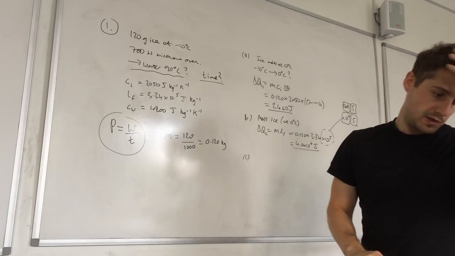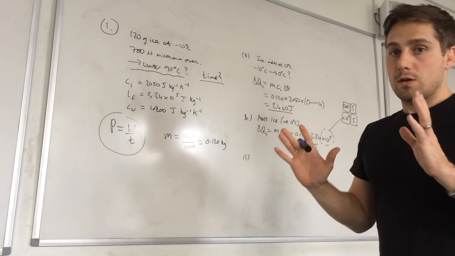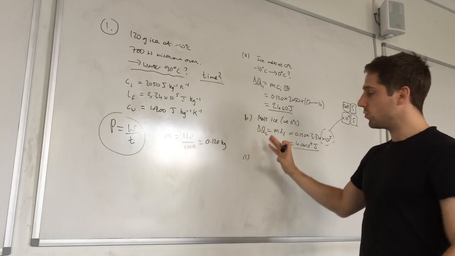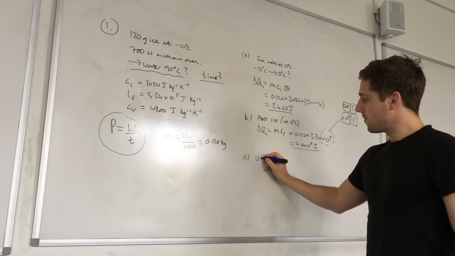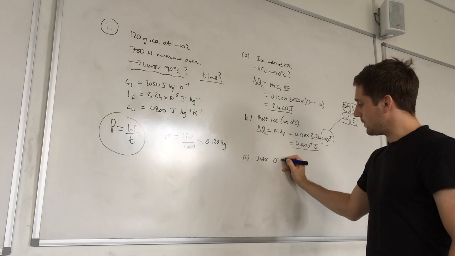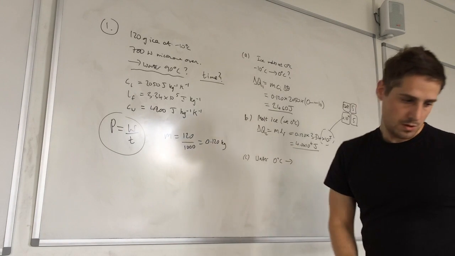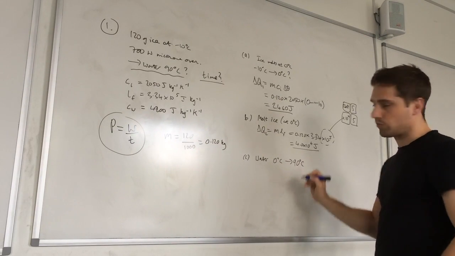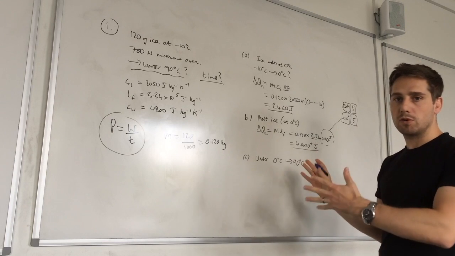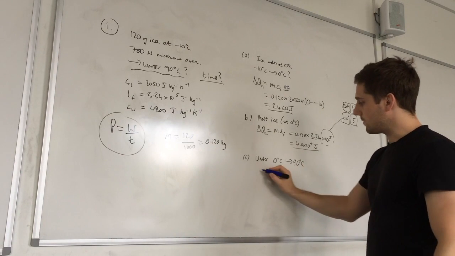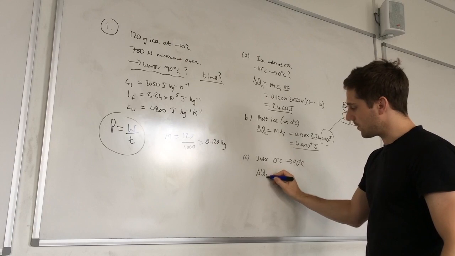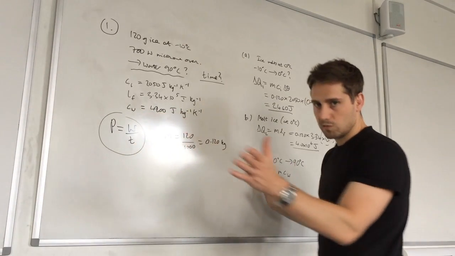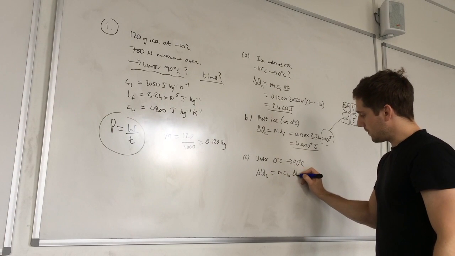Part C, we need to work out the heat required to take water, because once the ice is melted, it's now water, from 0 degrees C up to 90, okay? So water boils at 100 degrees C, so it hasn't got to boiling point. It stays water. This is another specific heat capacity calculation. That's M, C, I'm using C of W because it's water, and then delta theta.